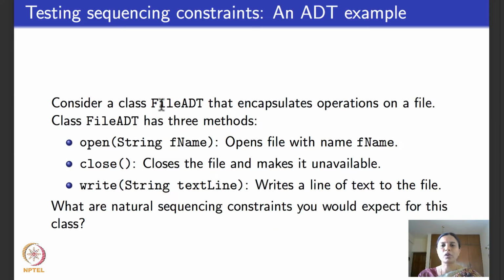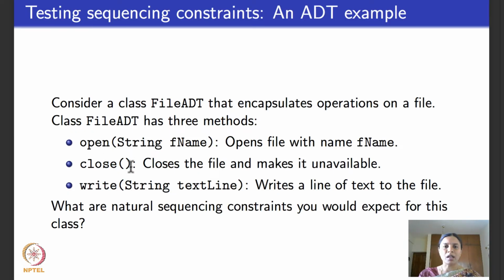Consider a class called FileADT. ADT stands for Abstract Data Type. This is a class that encapsulates operations on a file. That file has some kind of data. What is the typical bare minimum set of operations that you would do on a file? You could open a file, which is done through this command, open a file with the name fname. So this is a method open which lets you open a file with the name fname, and once a file is opened you could close it.